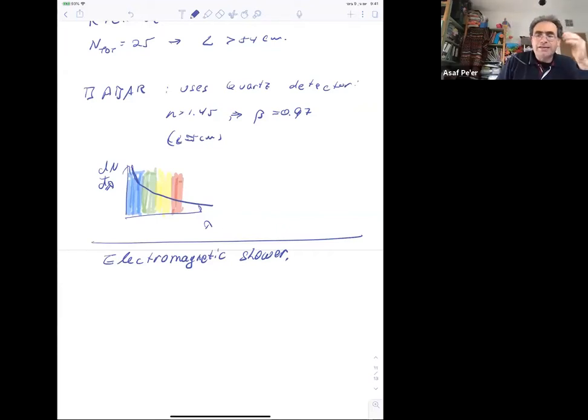Basically, the idea is that every particle that interacts with atoms in the detector creates new particles, and more than one, until eventually all the energy is left to particles in the detector. So that ends up with a cascade, what's called a shower.